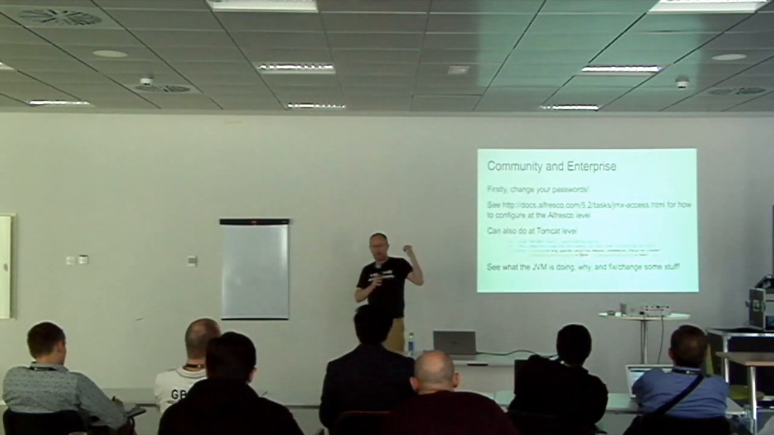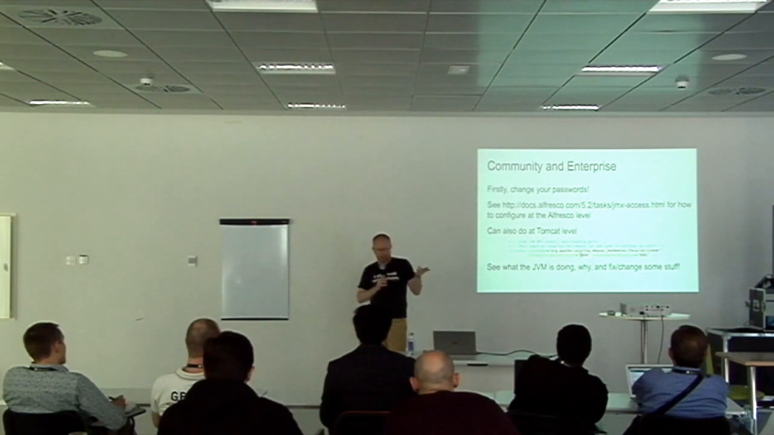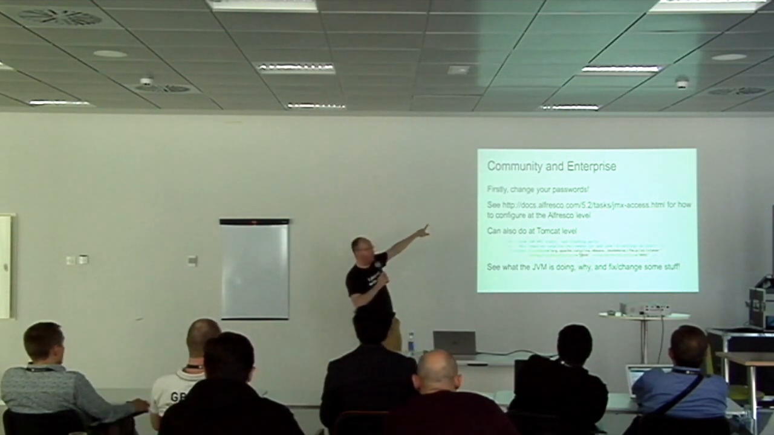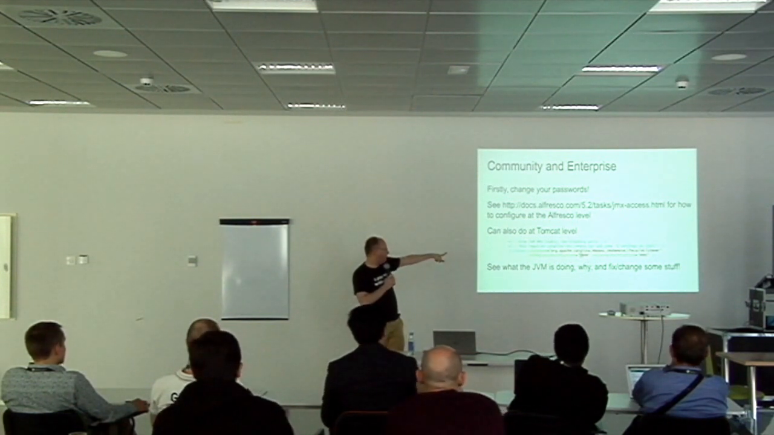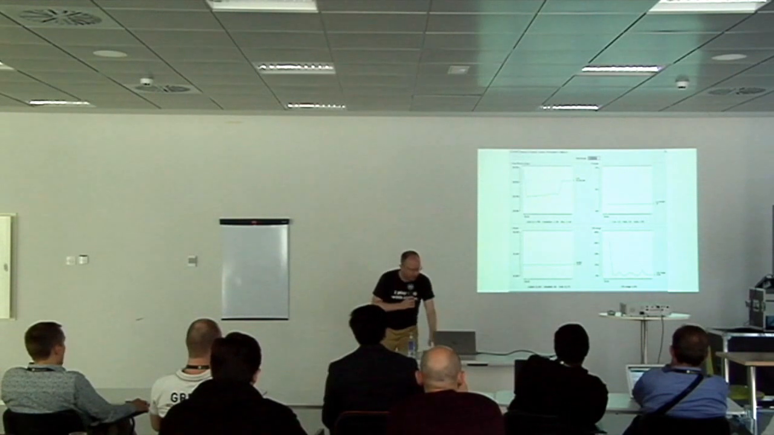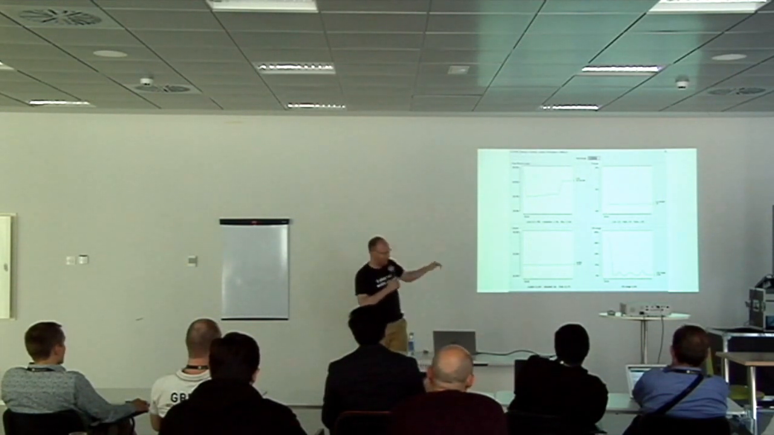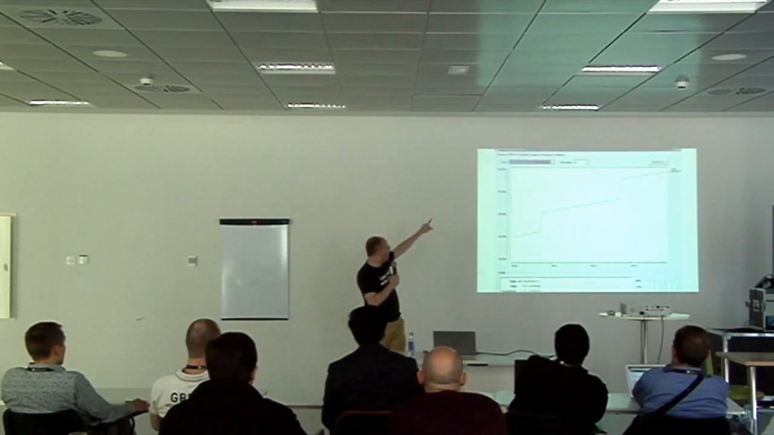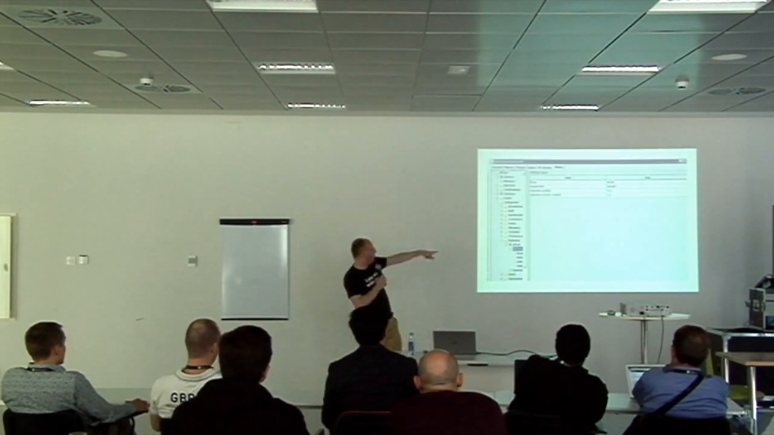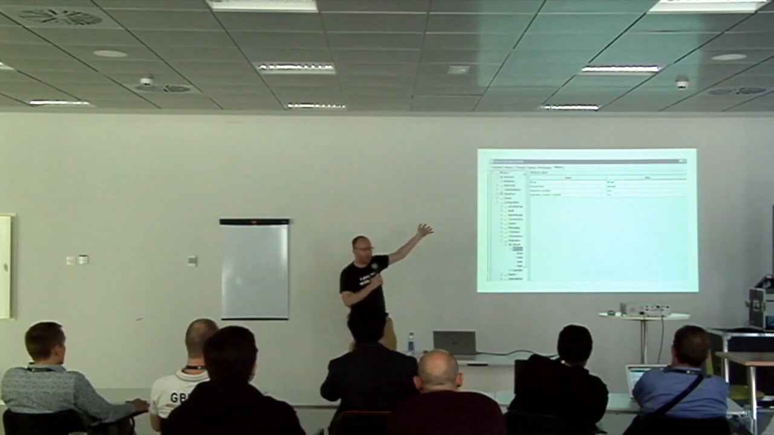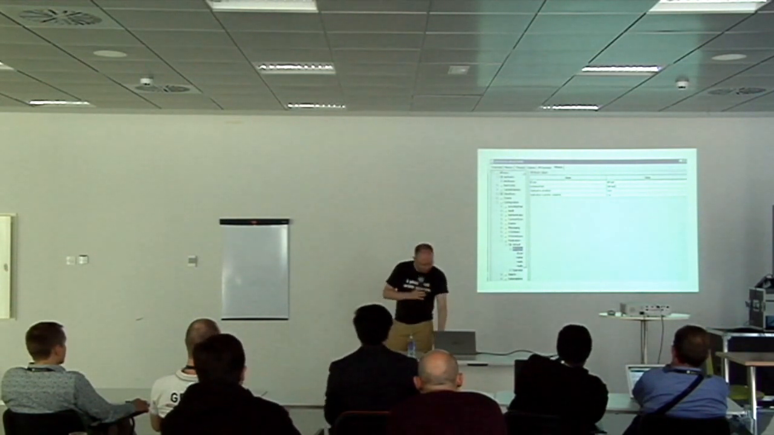JMX: in Community, you can see some of the metrics. In Enterprise, you can also change things, but change your passwords. Please do not go live with a password of change ASAP. This doc tells you how to get it configured at the Alfresco level, or you can just turn it on in Tomcat, and you get nice graphs like this, threads and memory. You get to see when your garbage collections happen, how often that's happening, and for Enterprise, you can drill down into a lot of the beans, change the beans, run certain tasks.